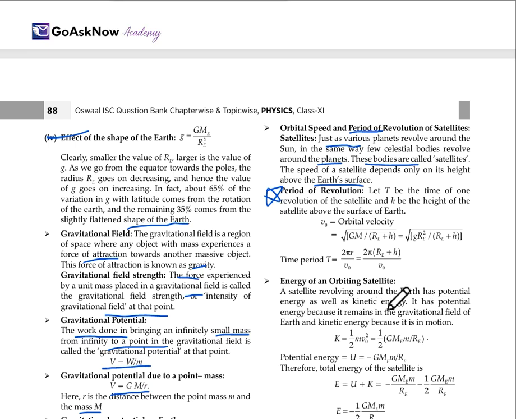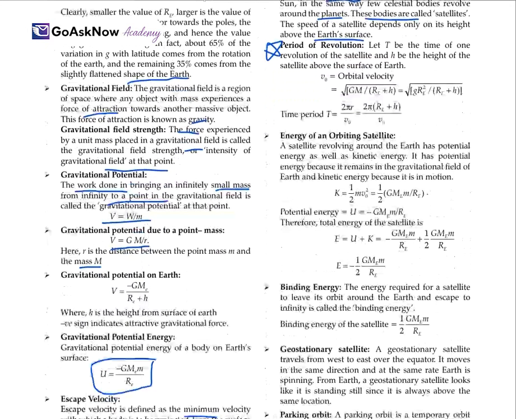Energy of an orbiting satellite. A satellite revolving around the Earth has a potential energy as well as a kinetic energy. Then it has a potential energy because it remains in the gravitational field of Earth, and the kinetic energy because it is in motion.